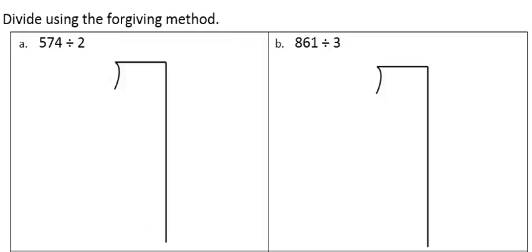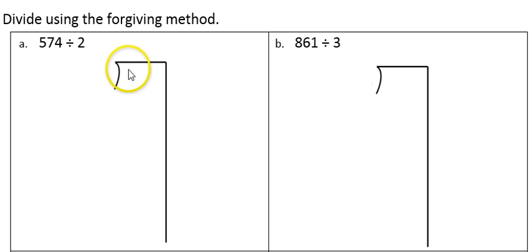This tutorial is for 4th grade, Module 3, Lesson 28. In this lesson, we're going to use the forgiving method to divide greater numbers. This is also known as the partial quotient method. As before, using this method of division allows all students to enter the problem at a level that's comfortable to them. I'm going to start with 574 divided by 2.